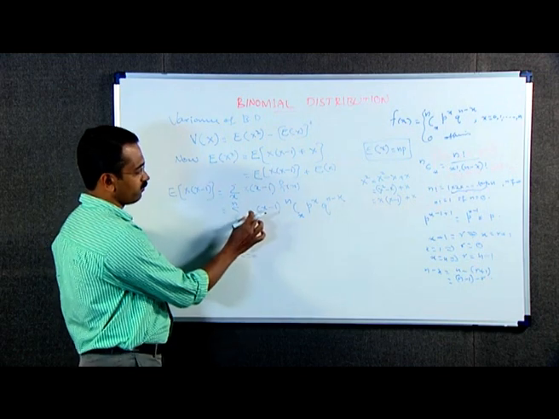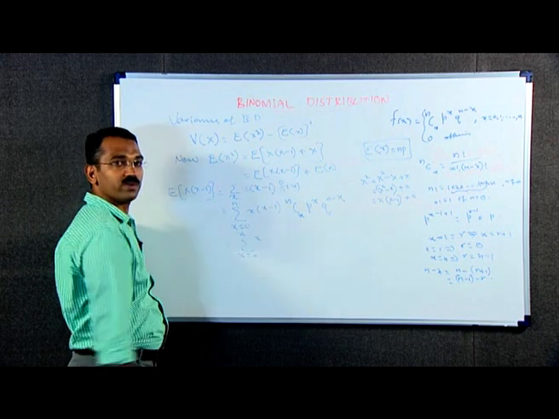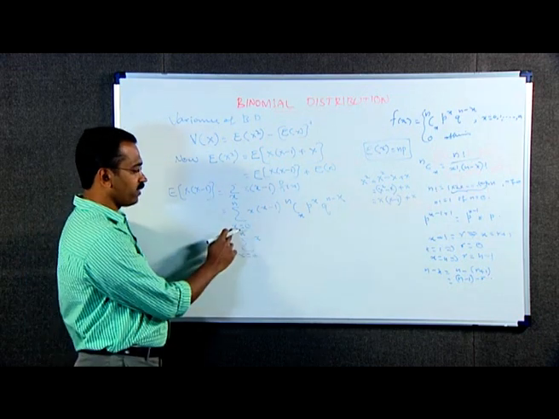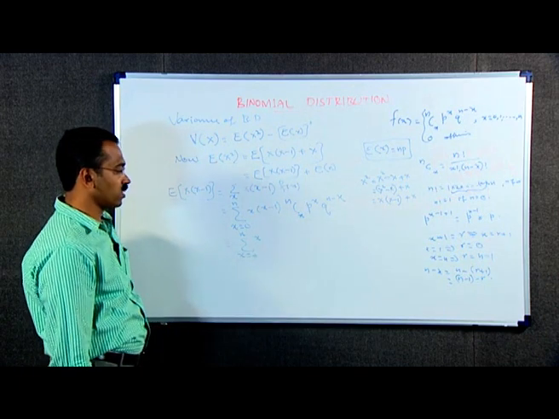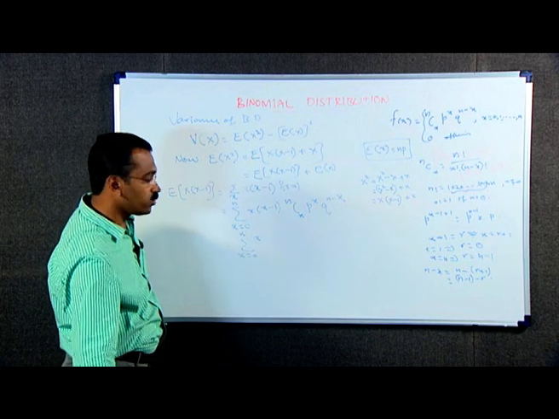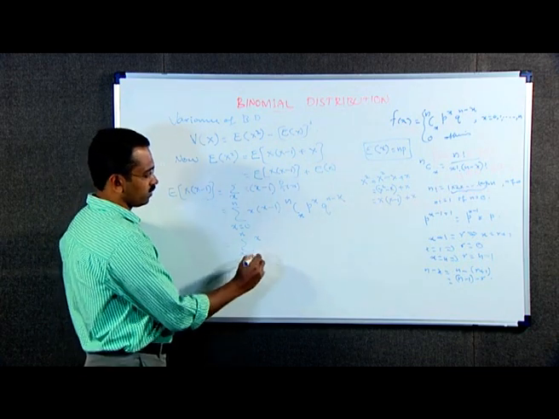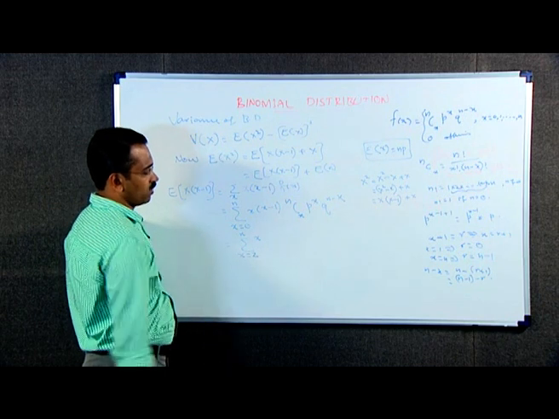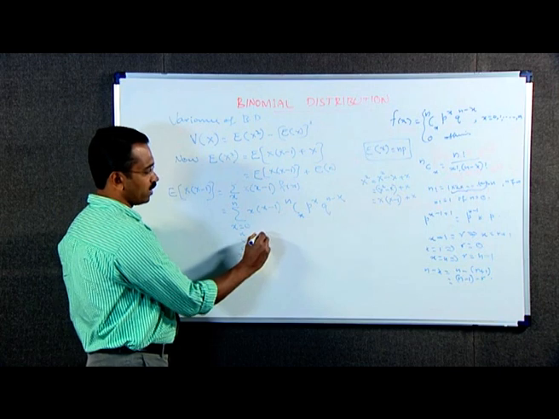Here for x equal to 0, the corresponding term will become 0. If x equal to 1, this also becomes 0. Therefore, the variation of x can be taken from 2 to n. Summation x from 2 to n, x into x minus 1.